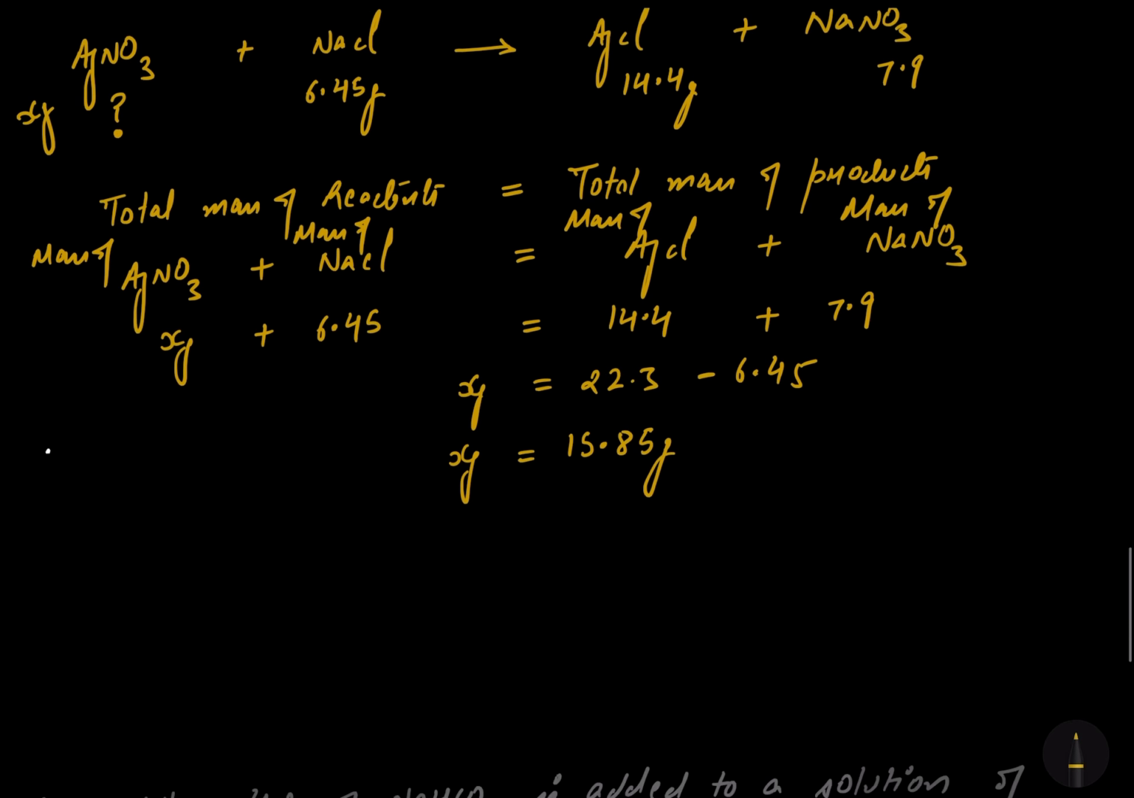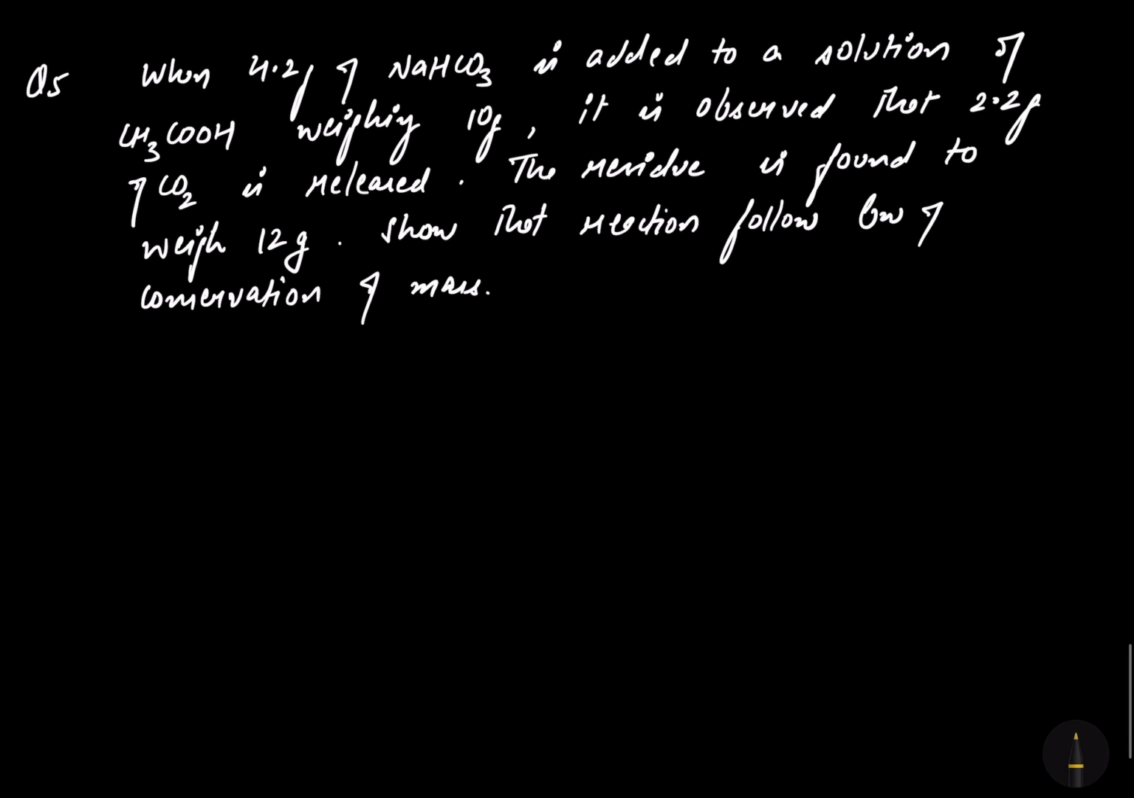So now move on to the fifth numerical. That's the last for today. In this numerical, he is again saying that 4.2 gram of NaHCO3, its weight is given to be 4.2 grams, is added to a solution of CH3COOH weighing 10 grams. So its weight is 10 grams. It is observed that 2.2 gram of CO2 is released.